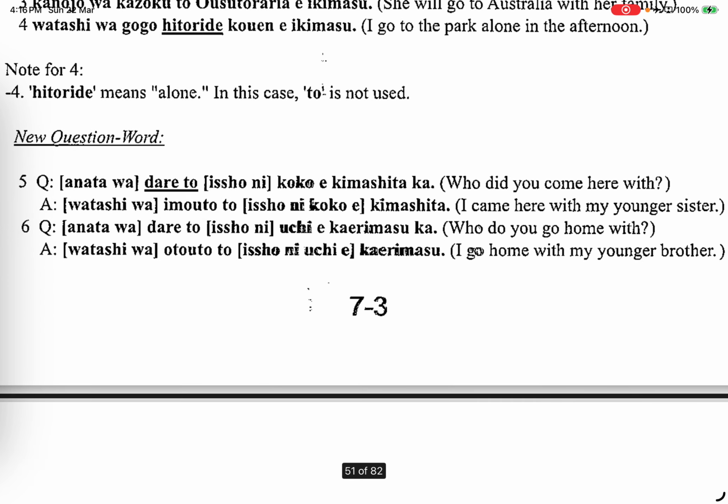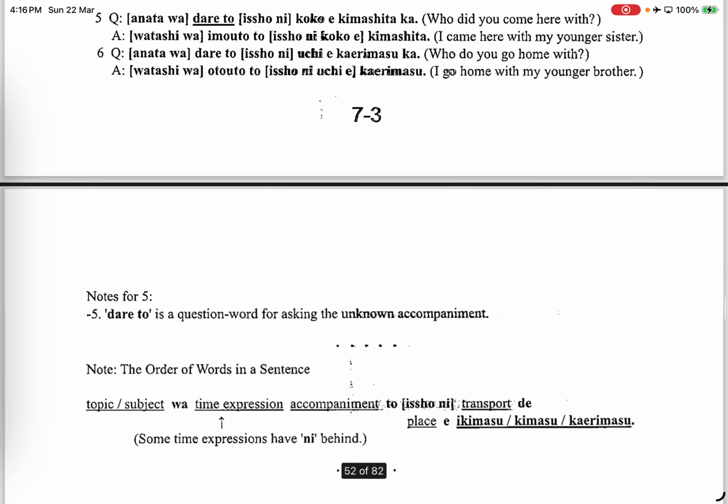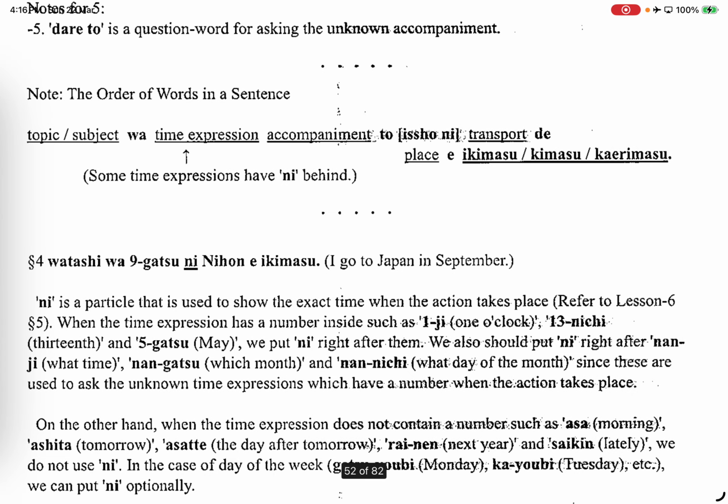Any questions so far? Good, huh? Not so difficult, right? The particles you just need to memorize them. Very easy. Okay, moving on to number 4.